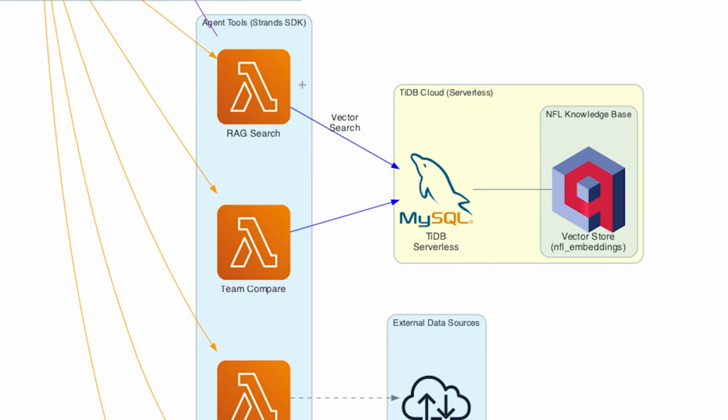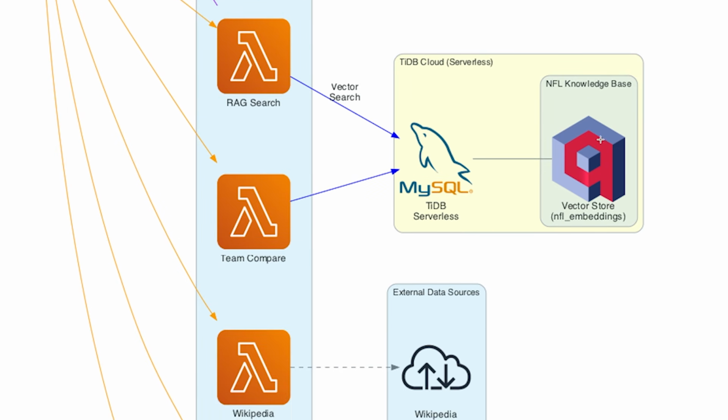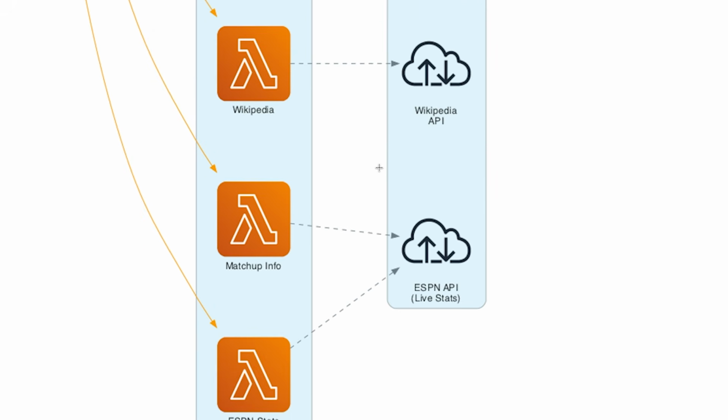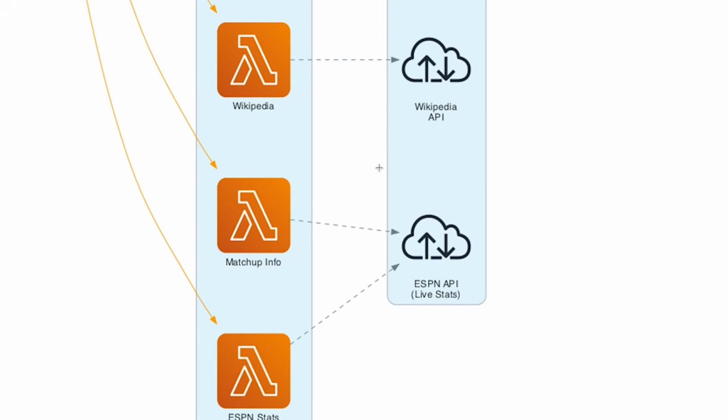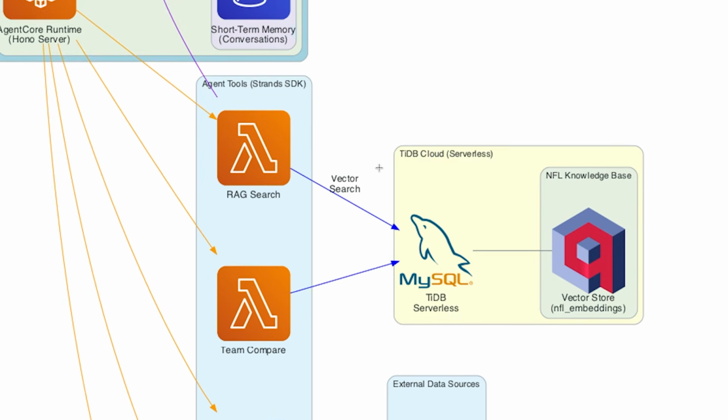Now, the most important one that I want to focus on today is this RAG search, and this actually talks to a MySQL database that's vectorized on TiDB. You can see from here. We have a couple of other tools that connect to some external APIs through Wikipedia and other places. So if we need additional information, that can be used in the agent as well.